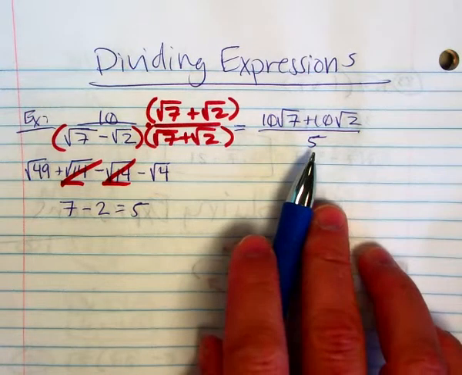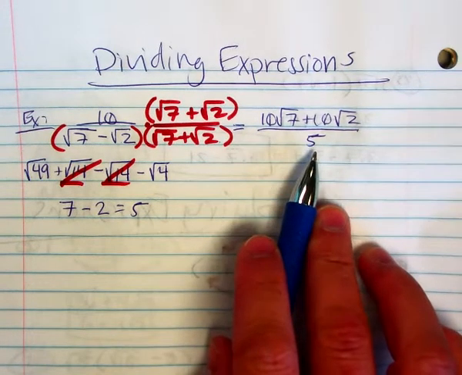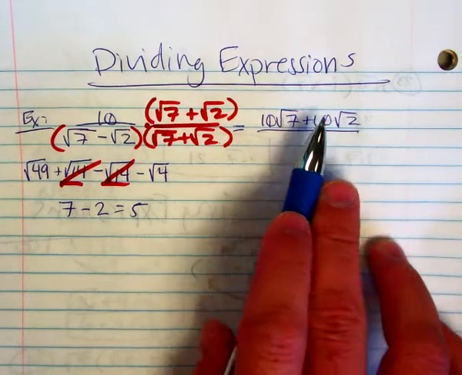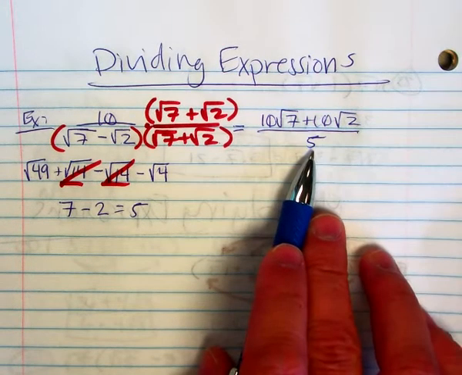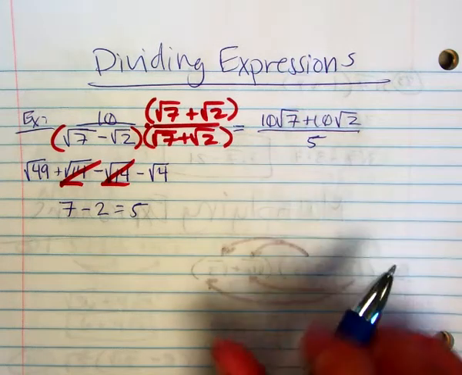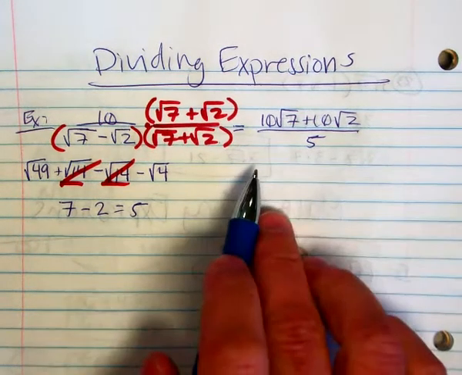This problem is not complete. There is still something I can do. Does someone see what it is that I can do here? Look at what I have on the top compared to the number that's on the bottom. Christian? Oh, so you could simplify it as a fraction? I can. I'm going to reduce them like fractions.